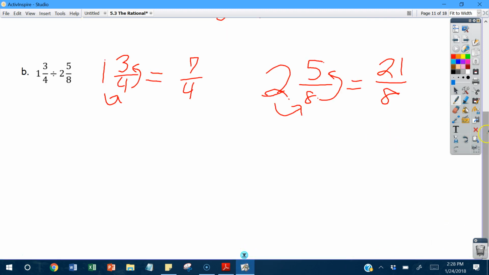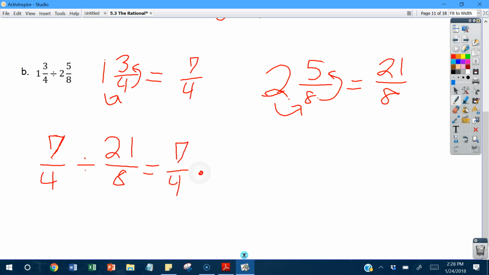So now that I have my two mixed numbers written as improper fractions, I can do 7 over 4 divided by 21 over 8. Then I'll keep change flip. I'll keep the 7 over 4, change the divided by sign to a multiply sign, and then write this as 8 over 21. And this gives me 56 over 81.